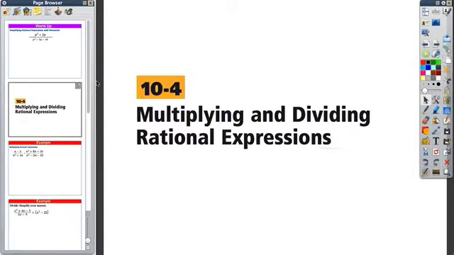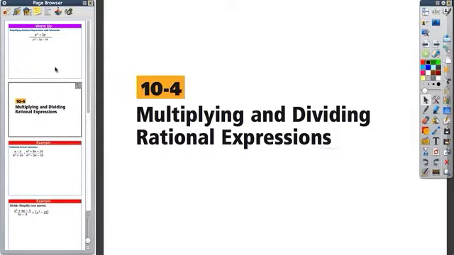Hello. In today's lesson, I'm going to show you guys how to multiply and divide rational expressions. This is lesson 10.4. We already started lesson 10.4 last week when we did the multiplication. And if you guys remember, we said that when we multiply rational expressions, the expression gets reduced.